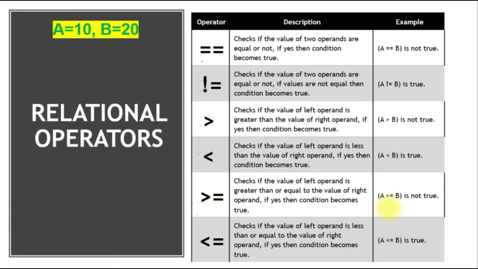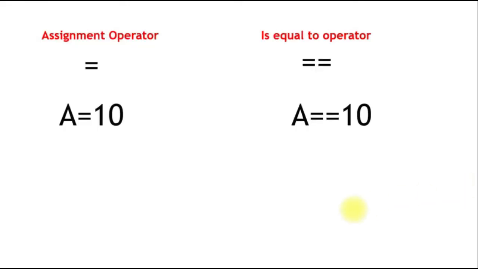Greater than or equal to. Ito yung tatanungin niya kung mas malaki ba yung nasa left operand or equal siya doon sa right operand. Next is yung less than or equal to. So dito naman tatanungin niya kung mas maliit ba yung nasa left operand or equal sila. So mag-take tayo ng example para maintindihan natin ang relational operator. But first, i-discuss muna natin yung pagkakaiba ng isang equal sa dalawang equal para hindi tayo malito.